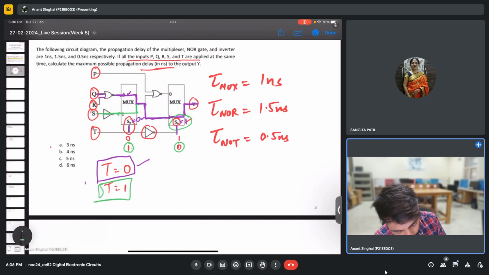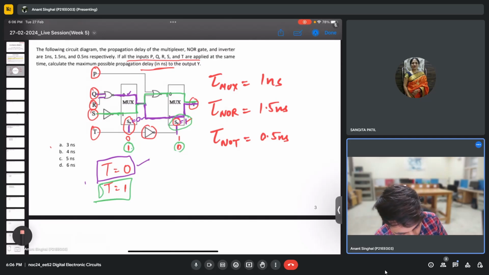It will go to the NOR gate now, since s naught will be 0, and ultimately it will reach the final output y. So there can be two possible combinations to get the final answer of this mux. We just need to calculate the total delay in both of these paths.